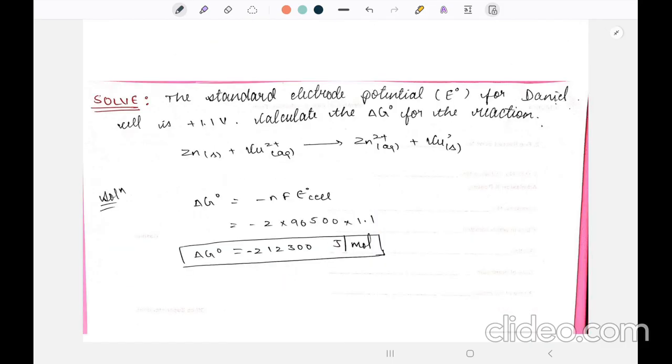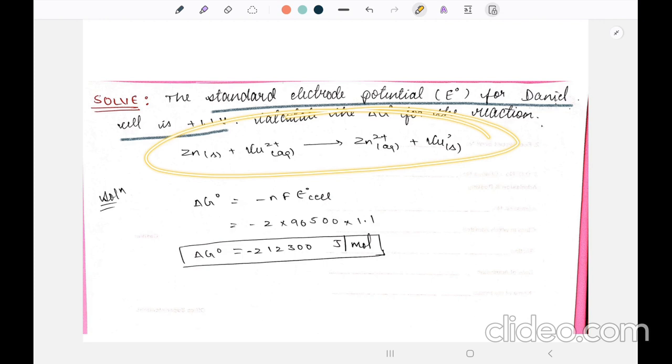Now let us solve a question. The standard electrode potential for the Daniell cell is given, and you have to calculate delta G for this reaction, which is given. Simply by placing these values, we get the answer: delta G0 is equal to -212300 joule per mole.